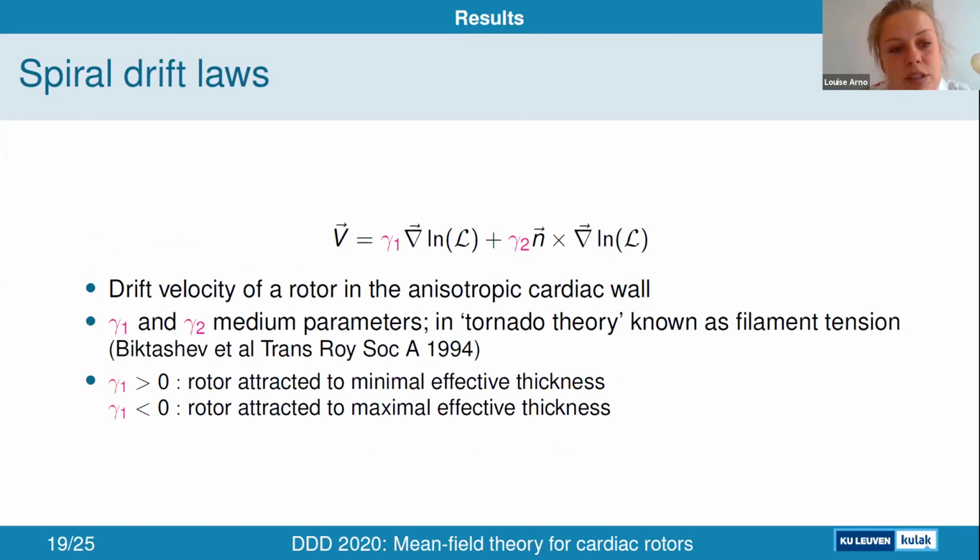Well, it basically gives us the drift velocity of a rotor in the anisotropic cardiac wall, meaning that if we know the medium parameters gamma 1 and gamma 2 that can be calculated using response functions, then we can predict the drift of the spiral wave. So when gamma 1 is positive, the rotor will drift towards the area for which the potential is minimal. And when it is negative, towards the area for which the potential is maximal.